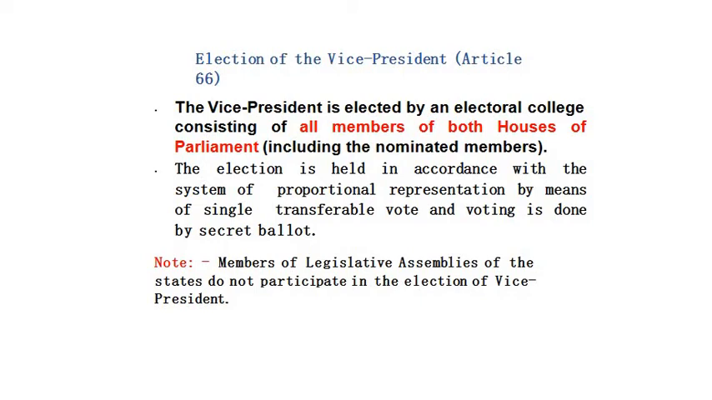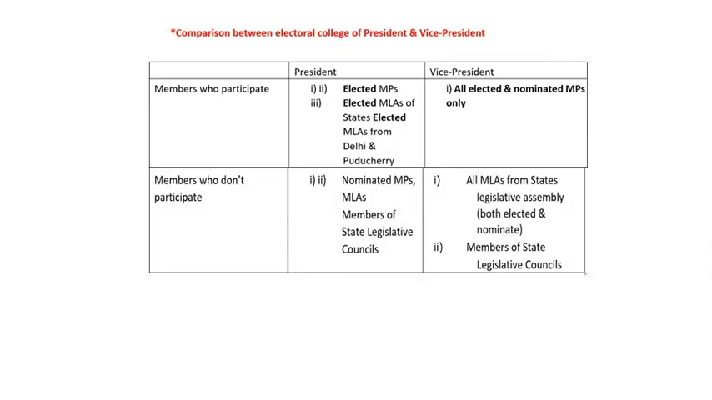Note: members of the Legislative Assembly of the state do not participate in the election of the Vice President. That's the difference. The comparison between the electoral college of the President and the Vice President: members who participate in the election of the President are elected MPs, elected MLAs of the states, and elected MLAs from Delhi and Puducherry.